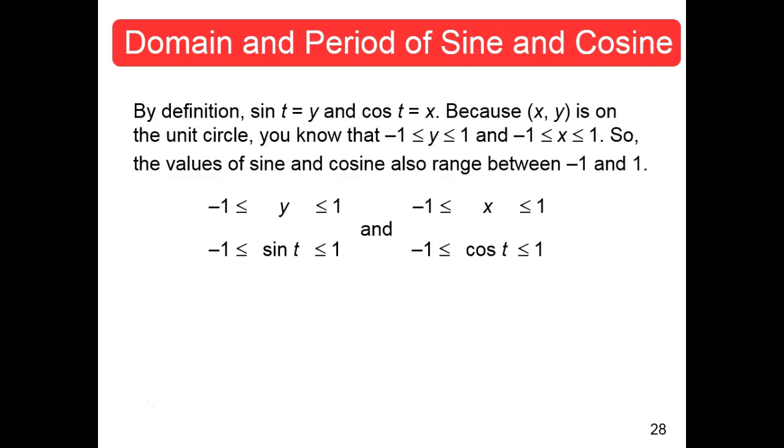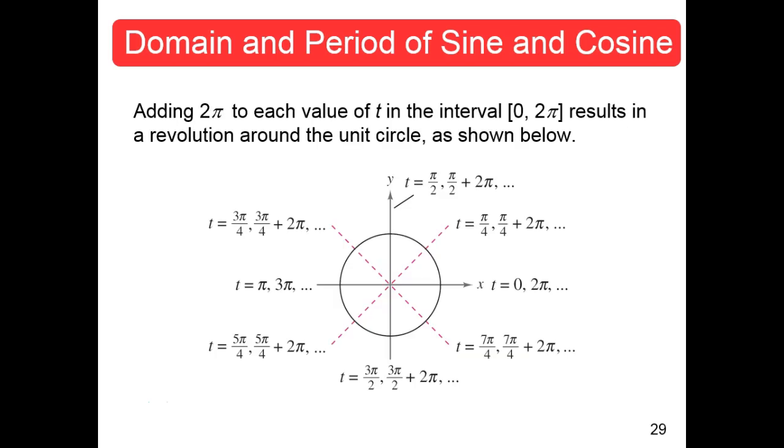Okay? I may have jumped a little bit ahead. I did. I'm sorry, we're back on the limits there. By definition, the sine of t is y, the cosine of t is x, because x, y is on the unit circle. You know that the y stays between plus or minus 1, the x stays between plus or minus 1, so the values of sine and cosine also range between plus or minus 1. This is just saying the same thing we were looking at before.